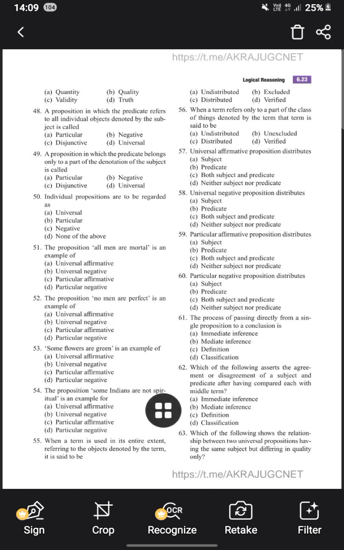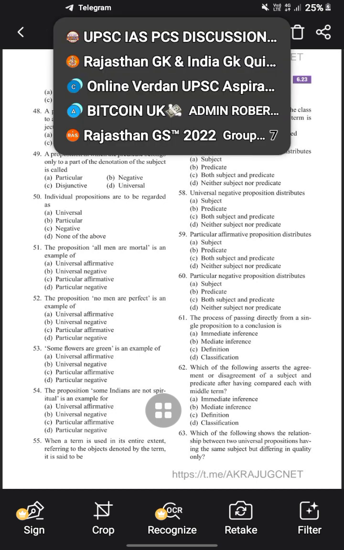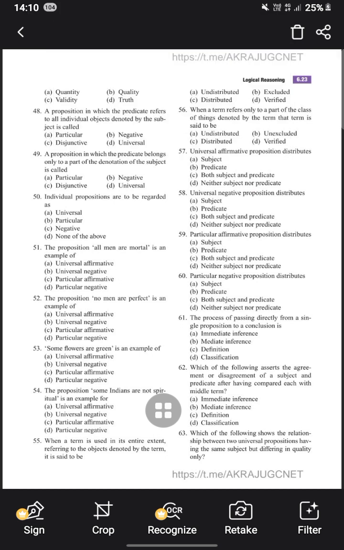The proposition all men are mortal is an example of universal affirmative. The proposition no men are perfect is what? 52 is B, universal negative. Some flowers are green, 53 is C, that is particular affirmative. Some flowers are not green, 54 is D, particular negative.